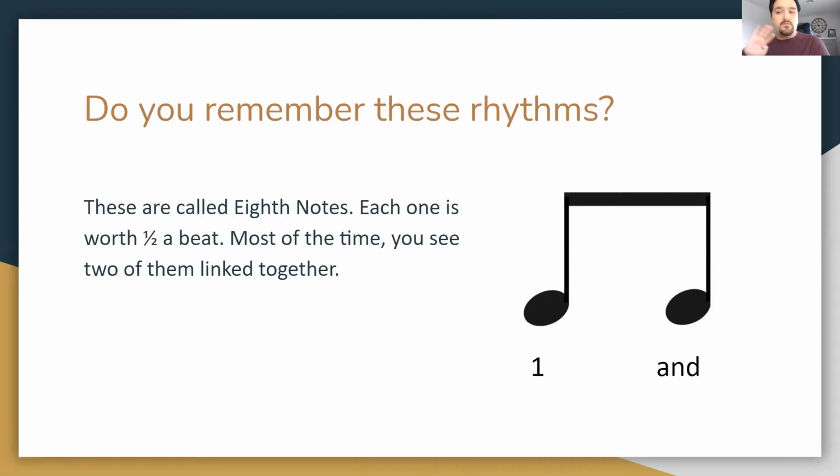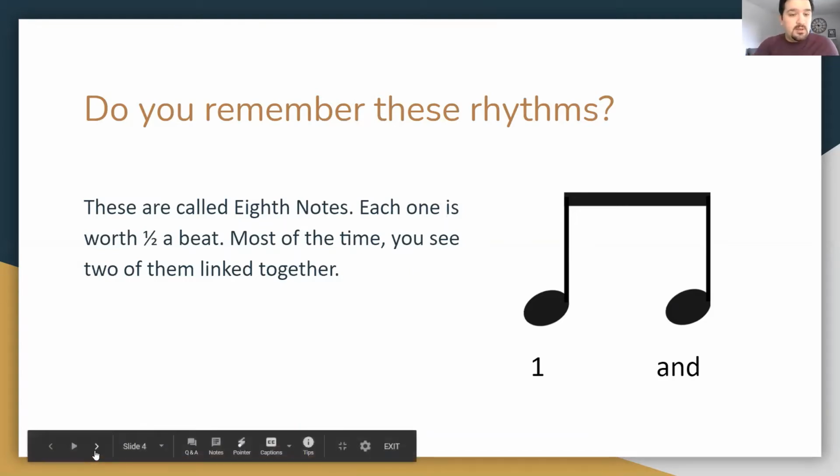So if we were to clap 4 beats of eighth notes, it would sound like this. 1 and 2 and 3 and 4 and. Can we all do it together? Get your hands ready. 1, 2, ready, go. 1 and 2 and 3 and 4 and. Very good. So those are eighth notes.